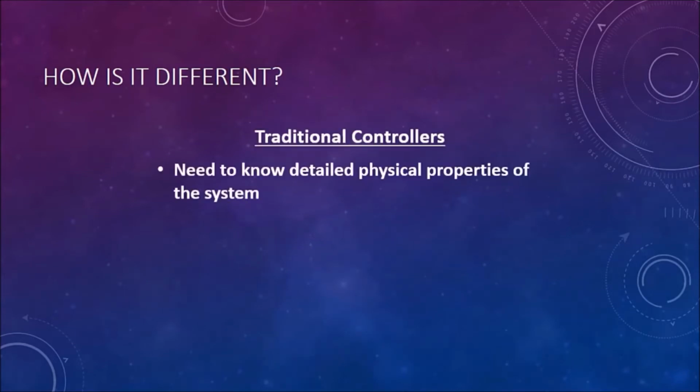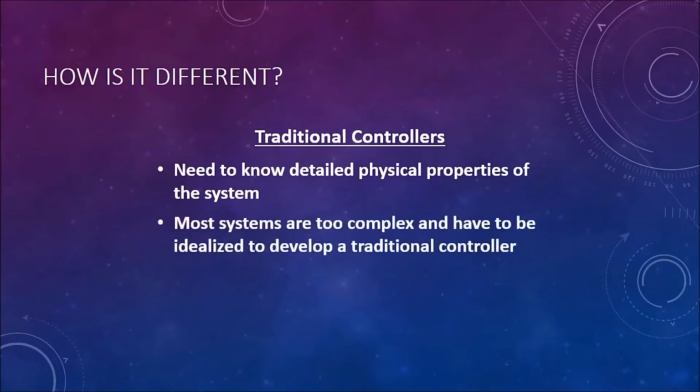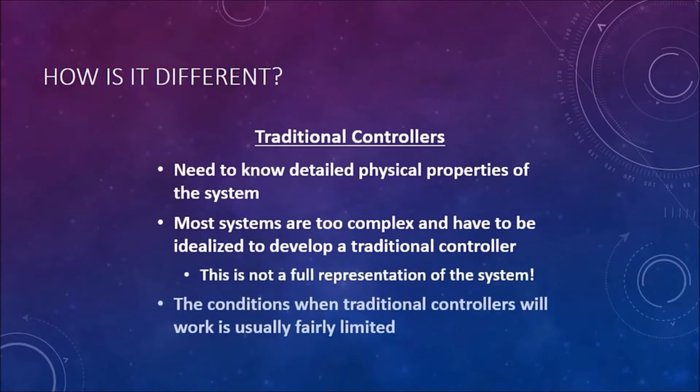So how is it different? Well, with traditional controllers, you need to know detailed physical properties of the system, and this can be difficult. And most systems are too complex and have to be idealized to develop a traditional controller. What this means is that you don't have a full representation of the system when you design your controller. And the conditions when traditional controllers will work are usually fairly limited.